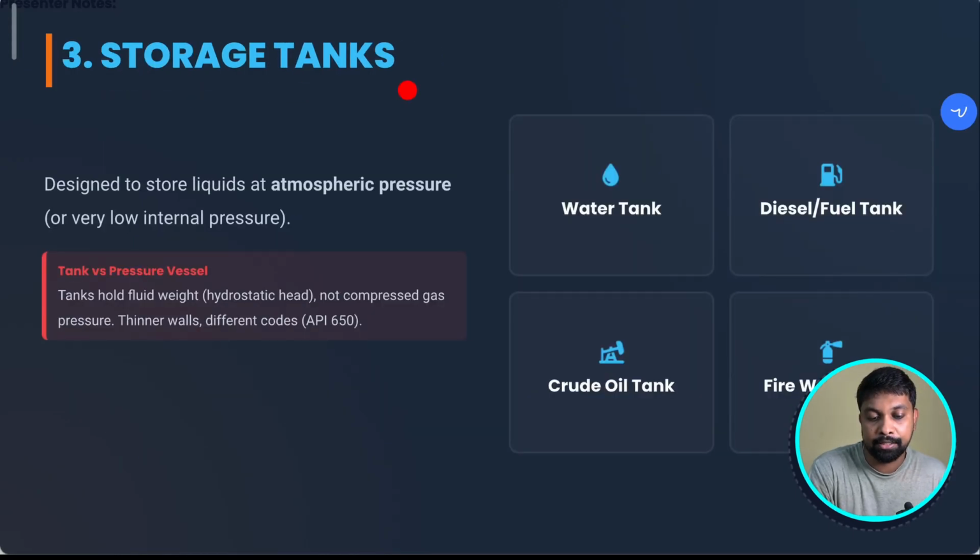And storage tanks. Storage tanks are also commonly used in almost all plants, to store liquid mostly at atmospheric pressure. Here we don't apply any pressure. Maybe it will be very low, in the sense below 15 psi. There we use storage tanks. And what is the difference between a tank and a pressure vessel? Actually, both are the same. No, it is not the same. It is completely different. Mostly the storage tanks have a much thinner wall thickness compared to pressure vessels. They are normally used to store water, diesel, crude oil, and also fire water tanks.